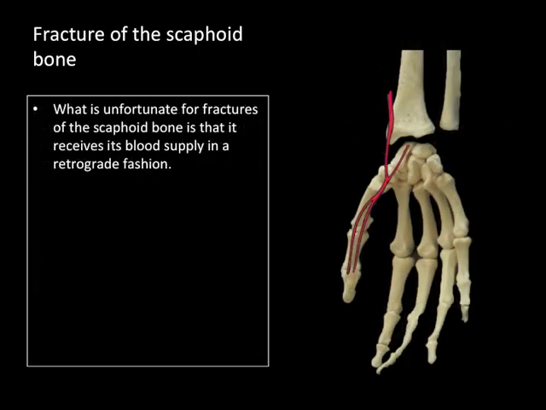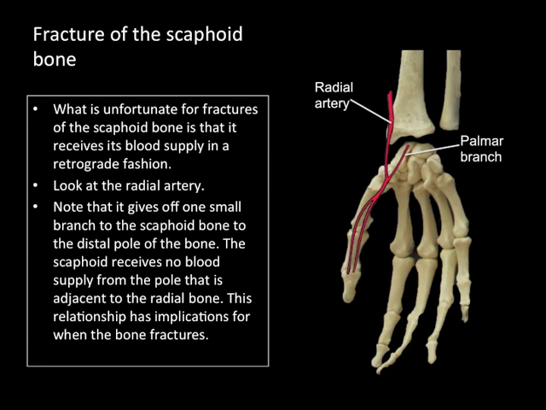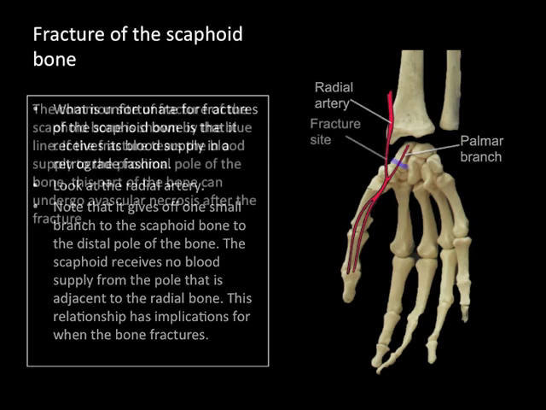What is unfortunate for fractures of the scaphoid bone is that it receives its blood supply in a retrograde fashion. Look at the radial artery. Note that it gives off one small branch to the scaphoid bone, to the distal pole of the bone. The scaphoid receives no blood supply from the pole that is adjacent to the radial bone. This relationship has implications for when the bone fractures.